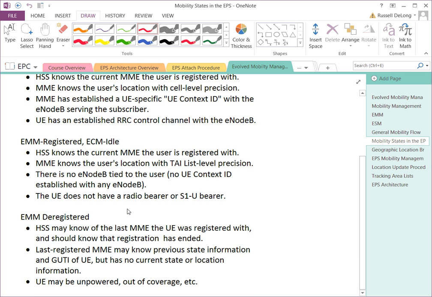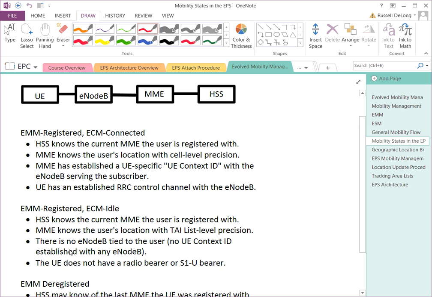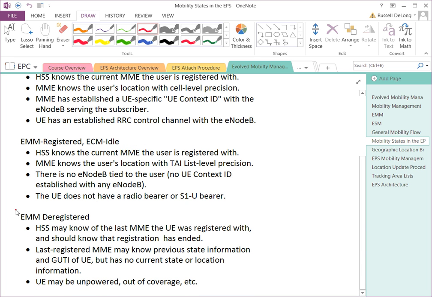And EMM deregistered, this is the lowest level. The HSS may know the last MME that the user was registered with. The MME may have some state information for the subscriber. We're going to talk about these identifiers in an upcoming slide. And the UE may be unpowered or out of coverage. This basically means we don't know where the user is.